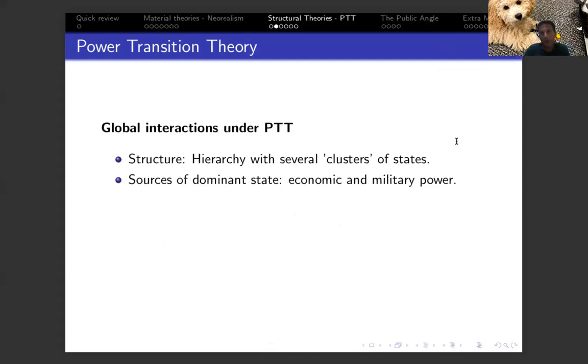So the structure that the theory presents is not an anarchy, but actually a hierarchy. The hierarchy which consists of several clusters of states. So the most powerful and influential state is one cluster, that's the top category, and that's the smallest in size. So we have a very small number of states which are in this top category. They're the most powerful and the most influential. The largest category is small states, which have few resources and low influence.